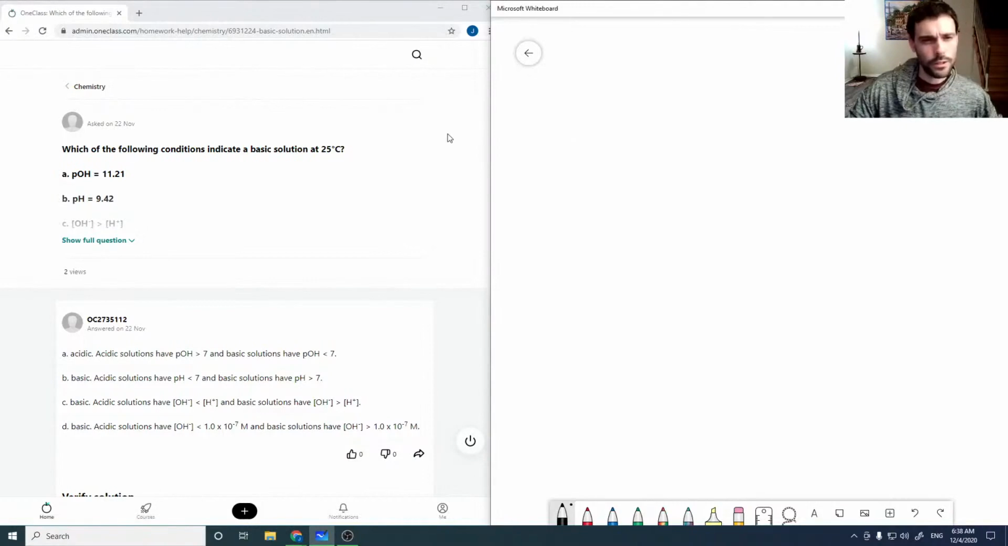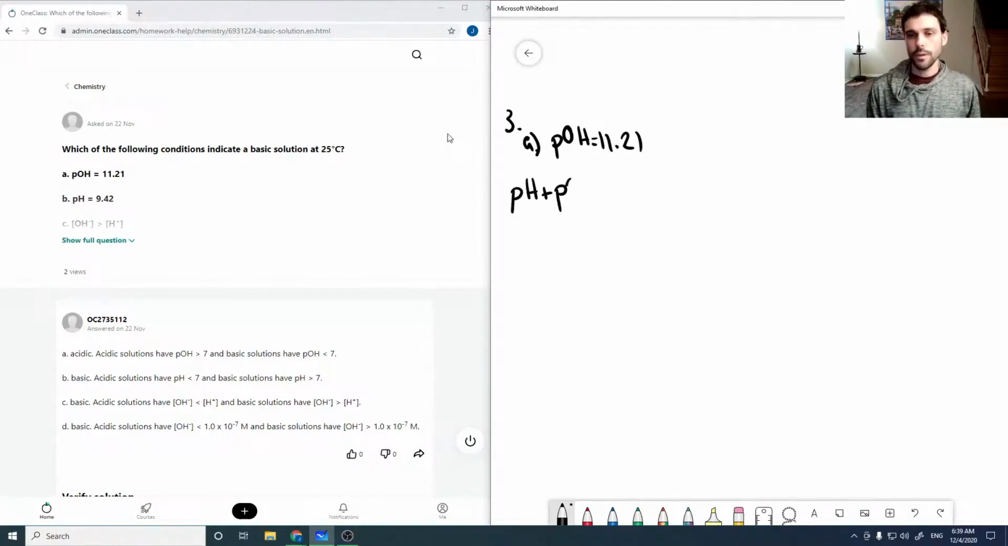So which of the following conditions indicate a basic solution? So this is just working through some pH, pOH relations. So for the first one, pOH is 11.21. I'm just going to relate everything to pH because I think most people remember it that way. So recall that pH plus pOH is equal to 14.